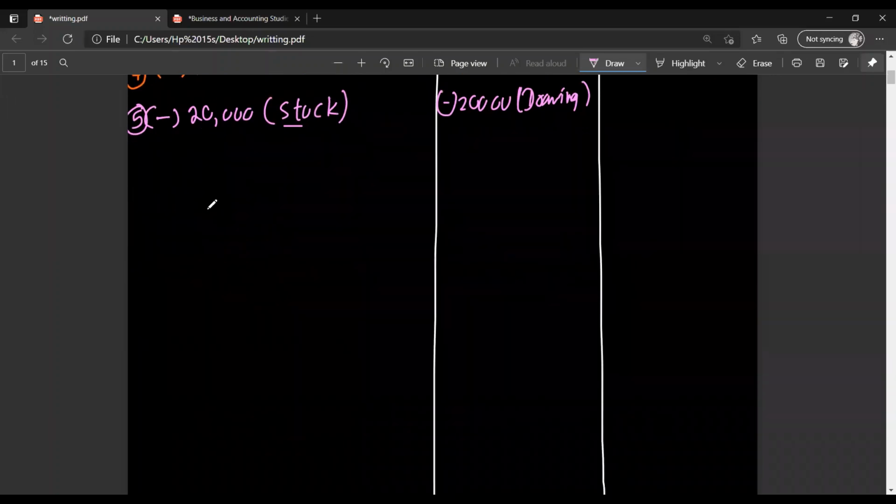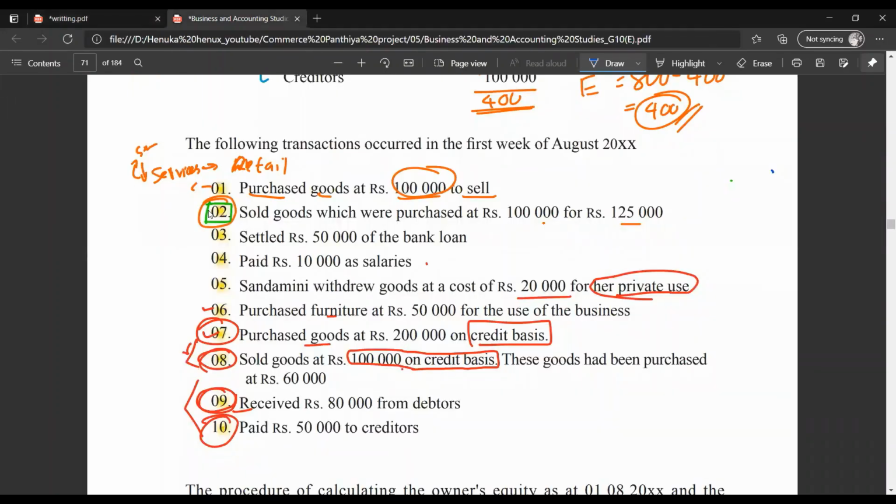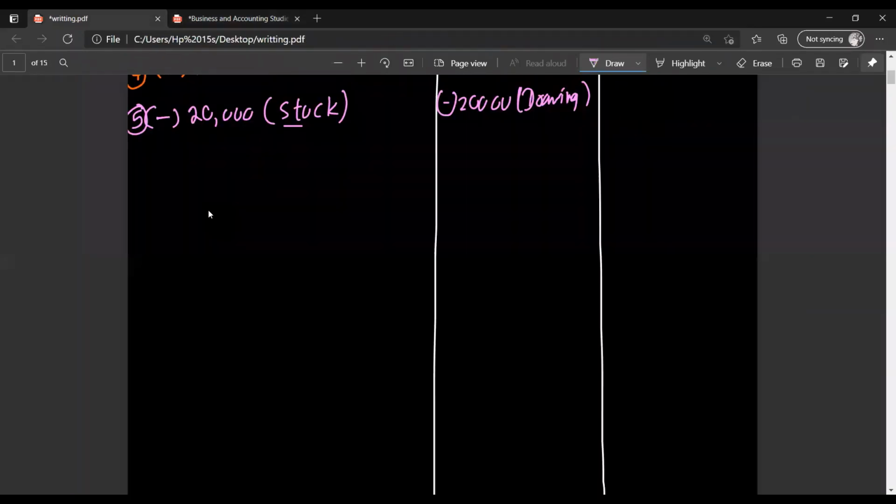So here what we have, the 7th one: purchased goods at 200,000 on credit basis. Okay, listen to this 7th one. So she has purchased 200,000 worth of goods on credit basis. Credit basis means not on cash basis.